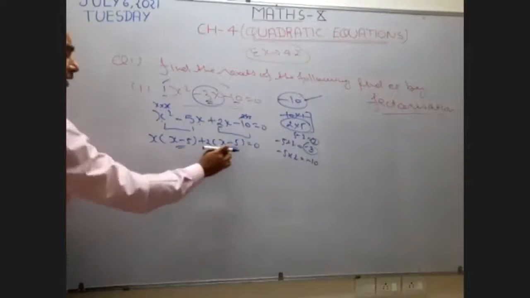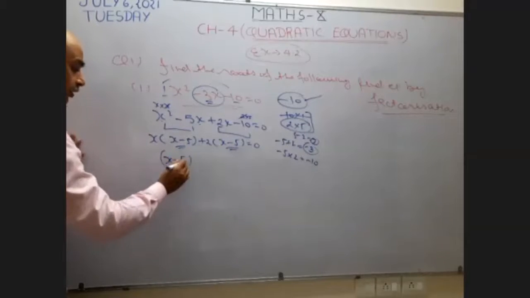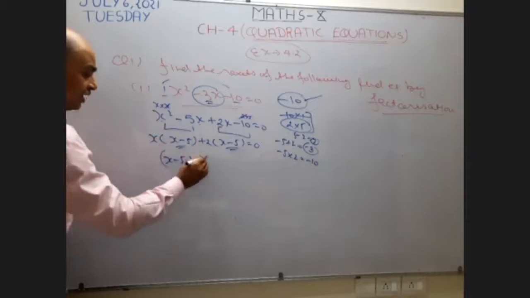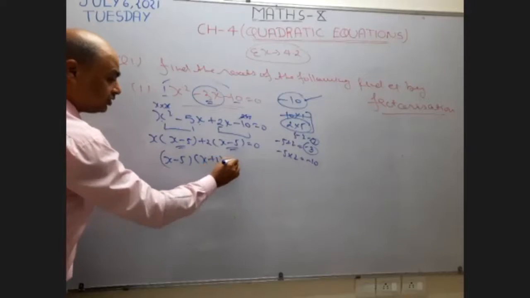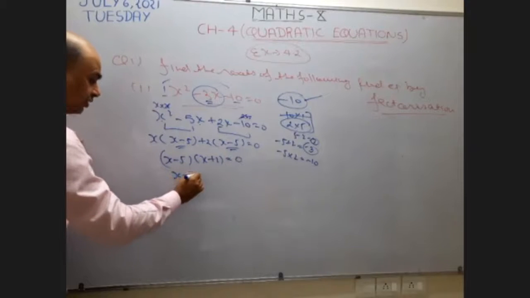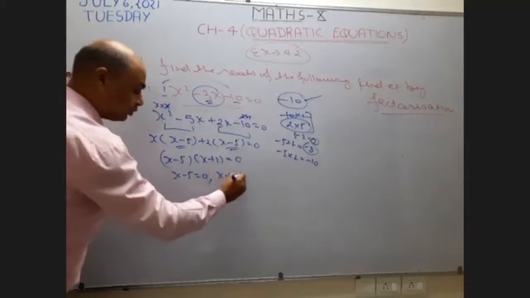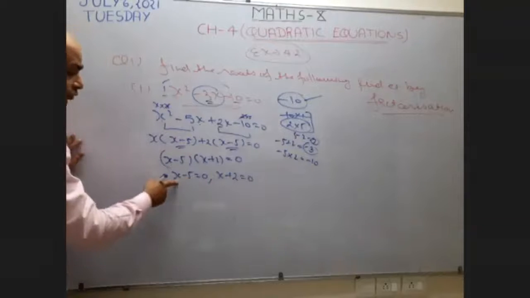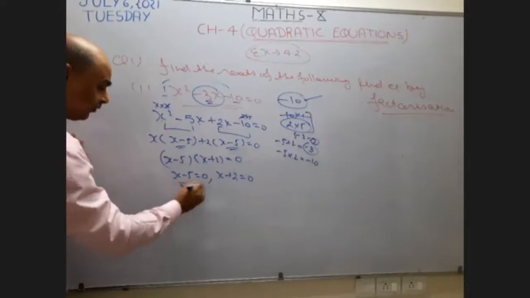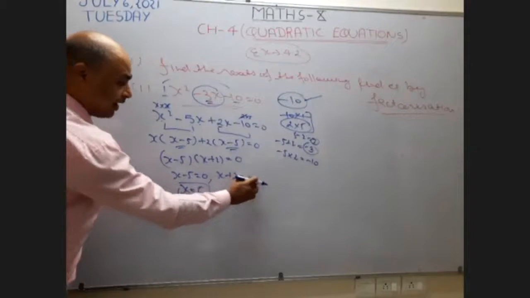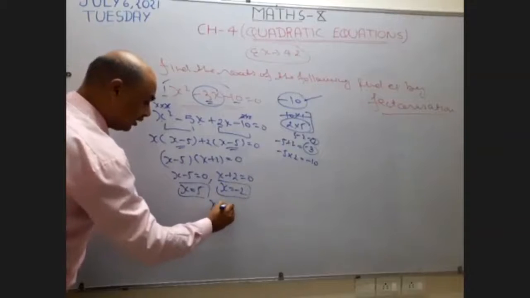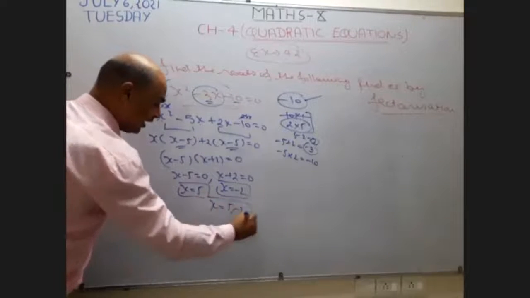Now see, what is common between both the terms? X minus 5 is common. I take x minus 5 common. When I take x minus 5 common, what is left from the first? X is left. From the second, 2 is left. Is equal to 0. Now both factors give 0. So x minus 5 is equal to 0 and x plus 2 is also equal to 0. When x minus 5 equals 0, this negative term becomes positive, so the value of x becomes 5. This positive term becomes negative, so the value of x becomes minus 2. So the required answer of the given question is 5 and minus 2.